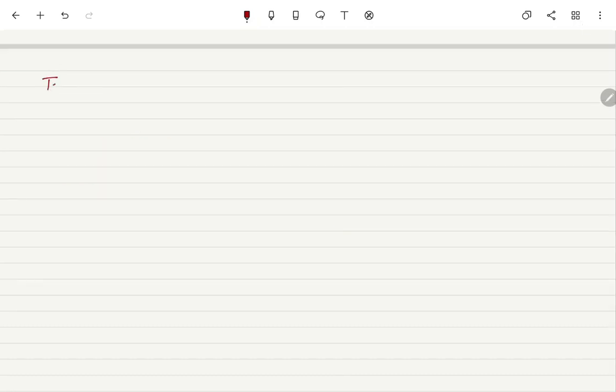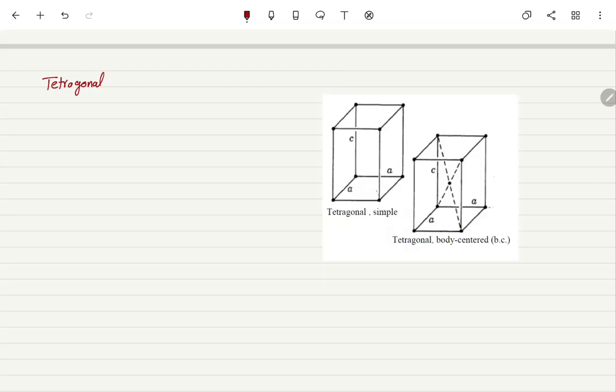Tetragonal. Two types of tetragonal lattices: simple tetragonal and body-centered tetragonal. Now the simple tetragonal, as you can see here, A1 equals A2 but not equal to C, and alpha equals beta equals gamma equals 90 degrees. This is simple, this one here.